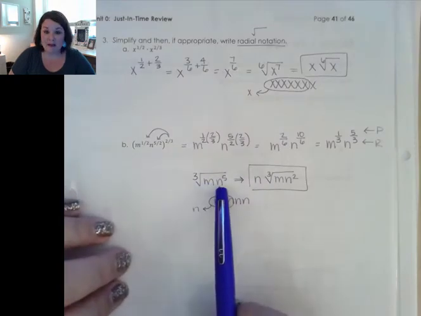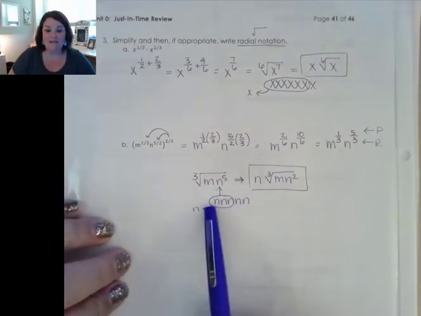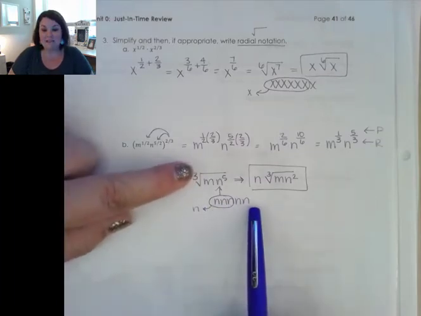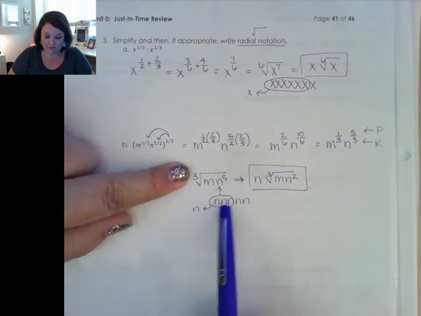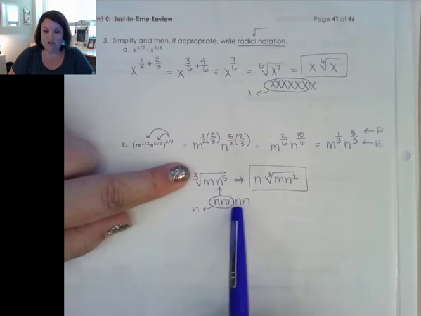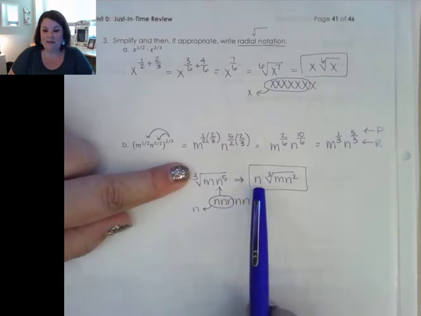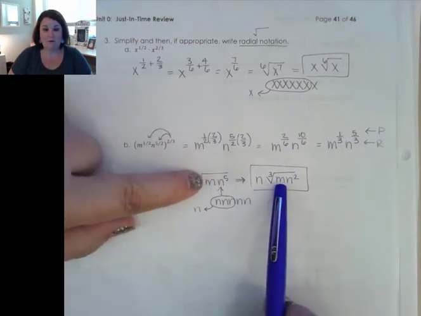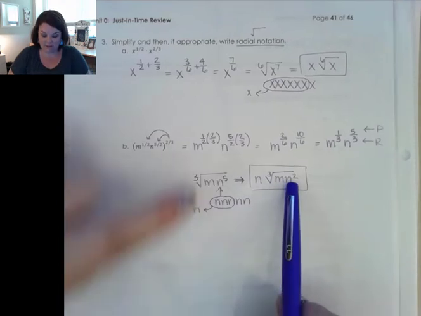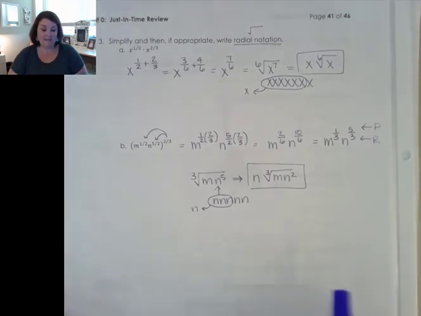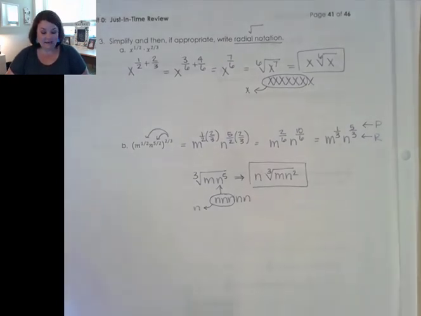But n to the 5th power means I have 5 copies of an n. So if I have 5 copies of an n, then I have at least one set of 3, right? So for the first 3 n's, that means I can take out an n, and then notice I'm left with 2 n's left over. So I write the n that I took out outside of the radical, and then inside the radical, I have my m that wasn't going to simplify, and then I have my 2 leftover n's, okay?